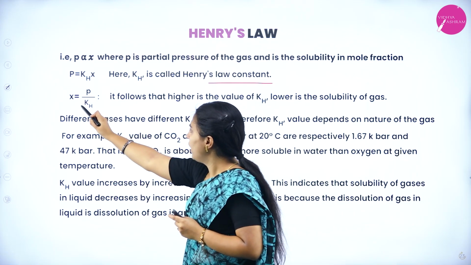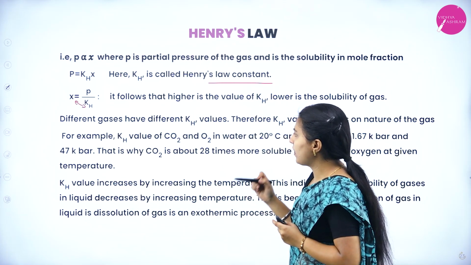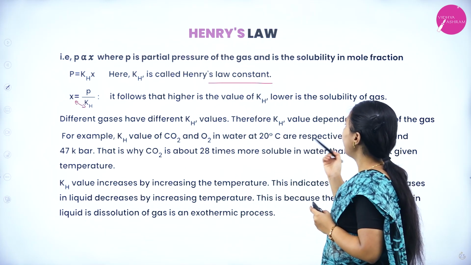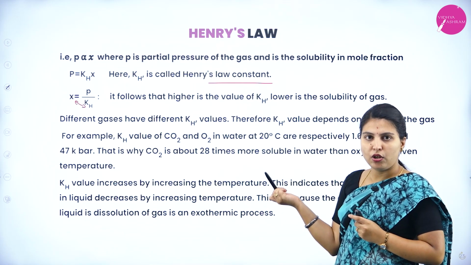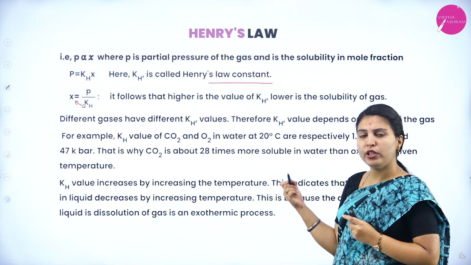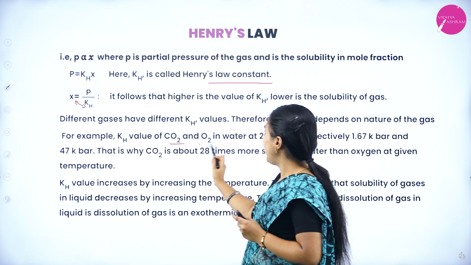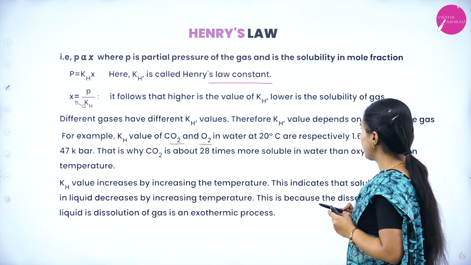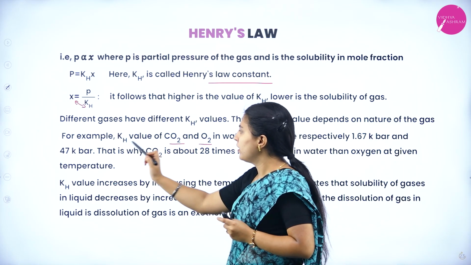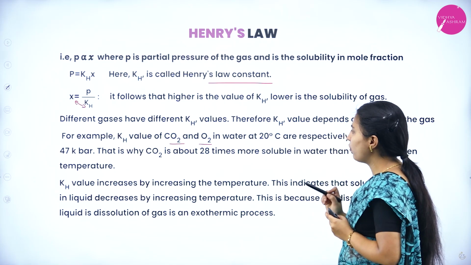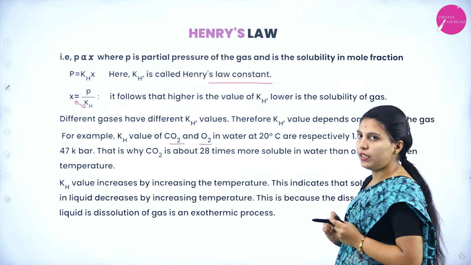This is solubility and it is inversely proportional. Different gases have different KH, yes. Therefore, KH value depends on the nature of the gas. Henry's law constant will be different for different gases. For example, KH values of CO2 and O2 in water at 20 degrees Celsius are respectively 1.67 kbar and 47 kbar. That is why CO2 is about 28 times more soluble in water than oxygen at a given temperature.